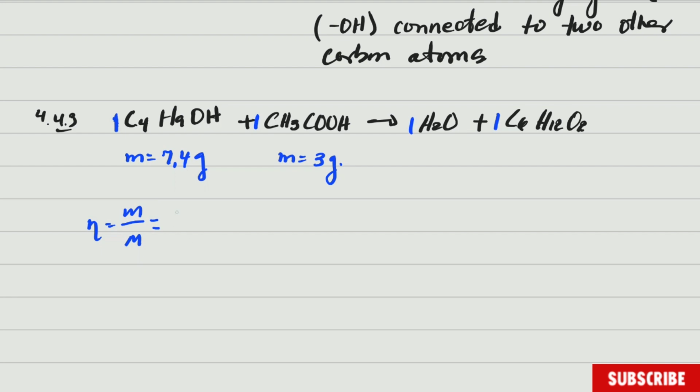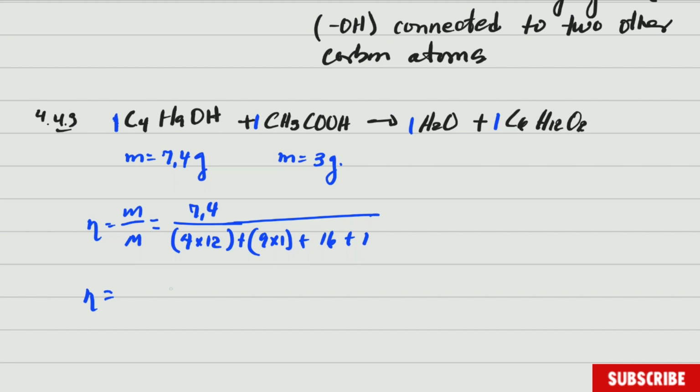So in the case of the alcohol we have 7.4 divided by the molar mass of the alcohol. Let's do it real fast. This is 4 times 12, which is carbon, plus 9 times 1 for the hydrogen there, plus 16 plus 1, which is for the last hydrogen, guys. You must do it like that. And then guys, this will be 7.4 divided by 74, and the answer is going to be 0.1 mole. So you will have 0.1 mole of the alcohol.